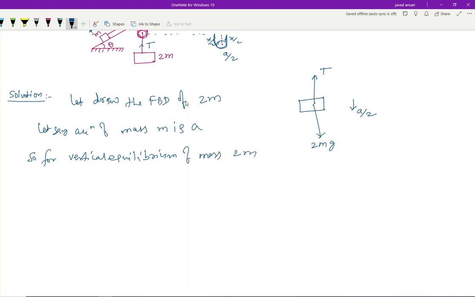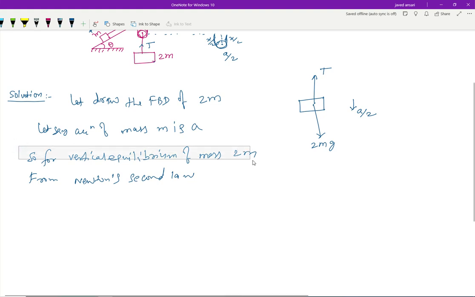Newton's second law. Actually, there is no equilibrium here. There is a motion, right? So you should not call it equilibrium. That is a misleading term. So I'll delete this.